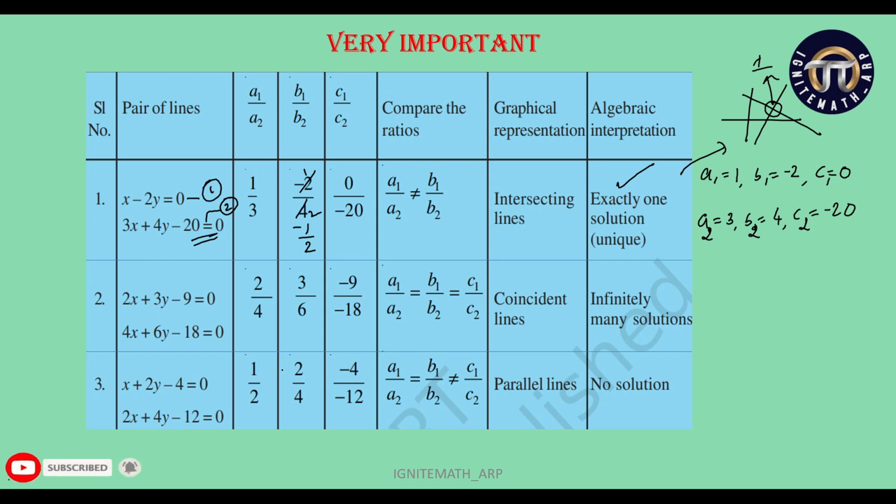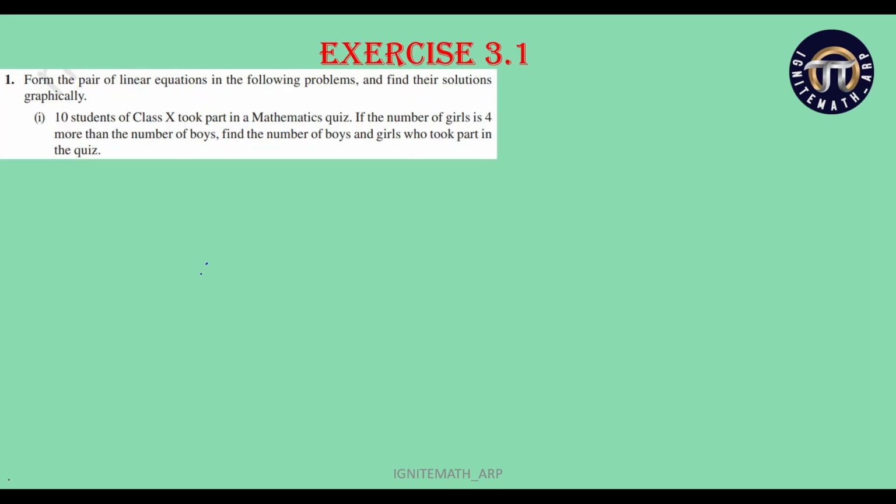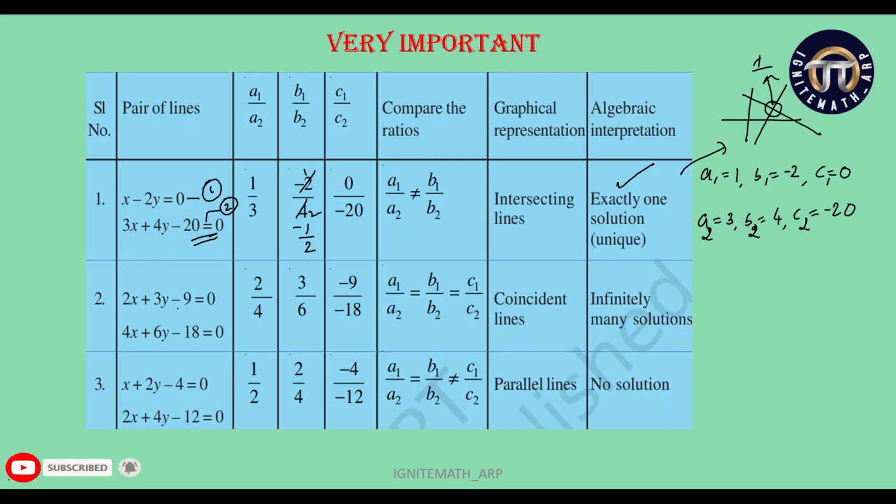Okay, now let me take the second example. Here again I am going to call this the first equation. This is our first equation. This is our second equation. Right. So can you please tell me what is a1 over here? a1 is 2, b1 is 3, c1 is minus 9. Okay, what is a2, children? a2 is 4, b2 is equal to 6, and c2 is equal to minus 12.